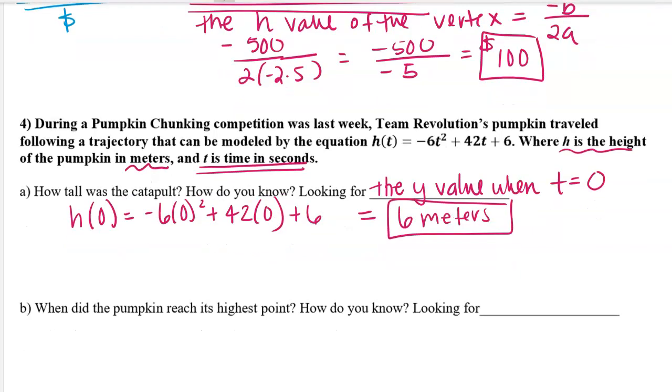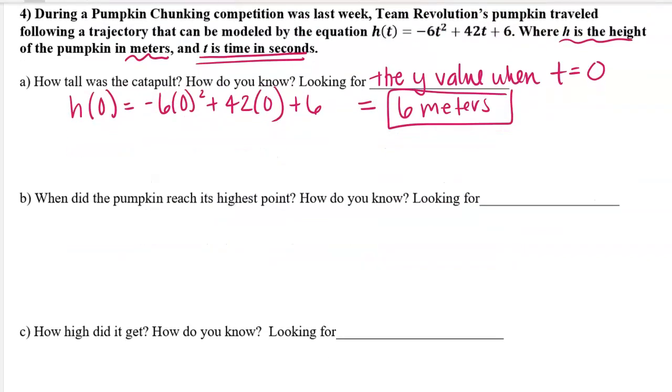Part B. Zoe, help us read part B, please. When did the catapult reach its highest point? How do you know? Yeah, Zoe, what are we looking for? If we're asking you, when did the pumpkin reach its highest point? The K value. Is it the K value? The H. Yeah, because it says when, which means time. So looking for the H value of the what, Zoe? Of the vertex. And what's the formula? Perfect. Good job. All right.